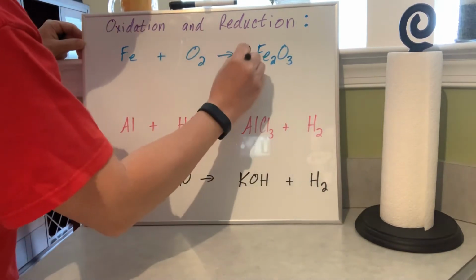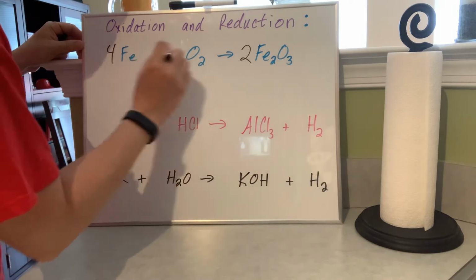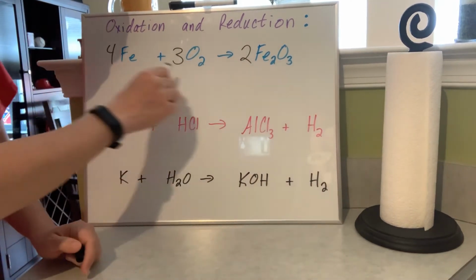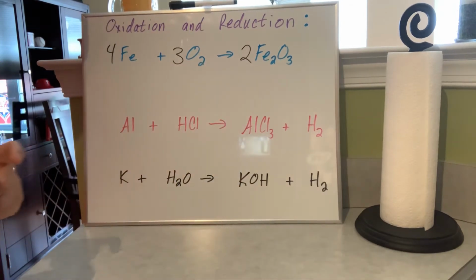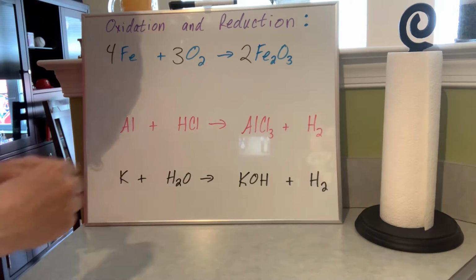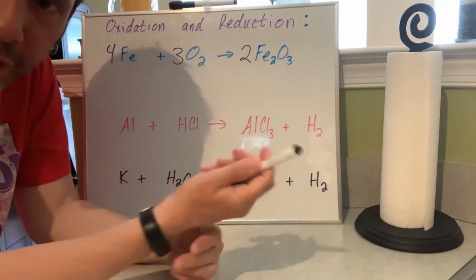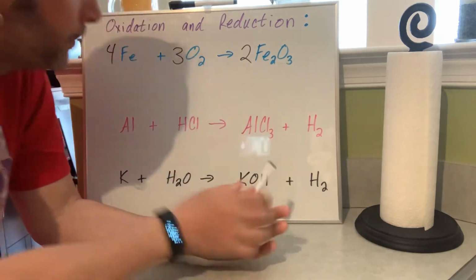I'm going to go 2, 4, and 3 there. Okay. Don't worry about these numbers. It's just the parts, right, to balance it out. And okay, so here's how it works. Remember, the oxidation number, you have the rules on how to assign an oxidation number.